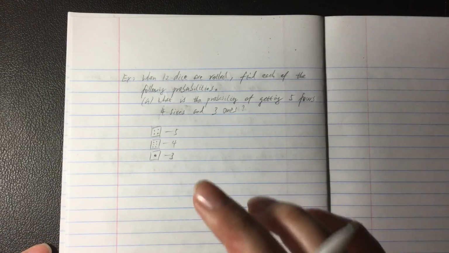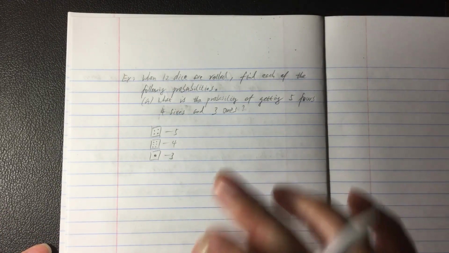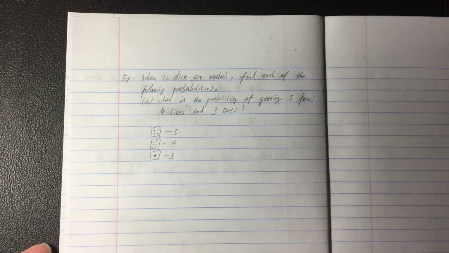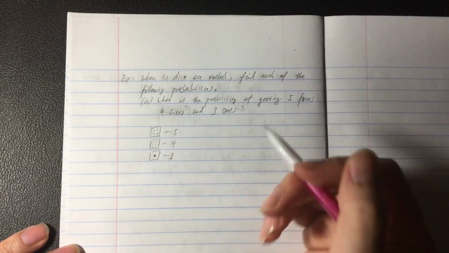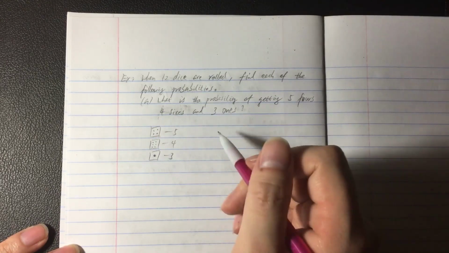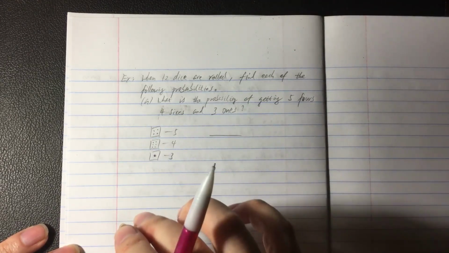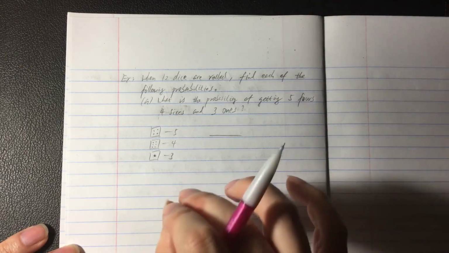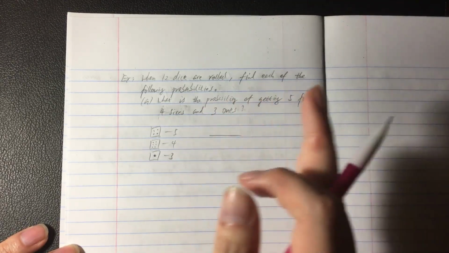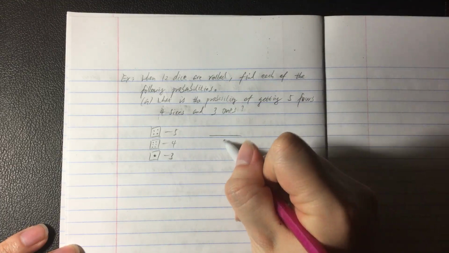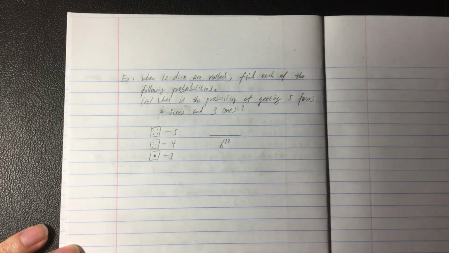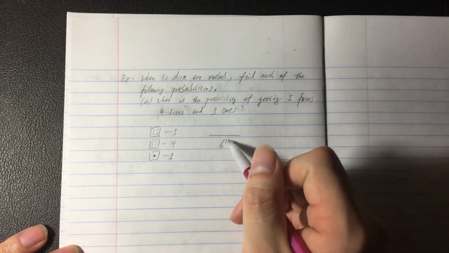Keep in mind, probability is always the number of favorable outcomes divided by the number of all possible outcomes. When we roll 12 dice, what's the number of all possible outcomes? Every die has 6 outcomes, so we have 6 times 6, 12 times, which is 6 to the power of 12. That's the number of all possible outcomes.